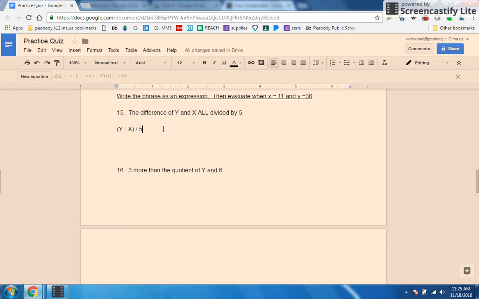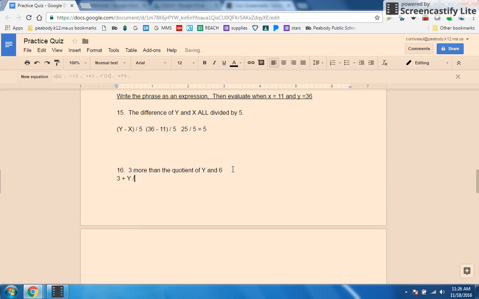So Y minus X divided by 5 is going to be 36 minus 11. So 36 minus 11, all divided by 5. You're going to do your parentheses first. So that becomes 25 divided by 5, which equals 5. You need both answers, so like your actual algebraic expression, and then you want to solve it. Next one, 3 more than, so 3 plus the quotient of y and 6.